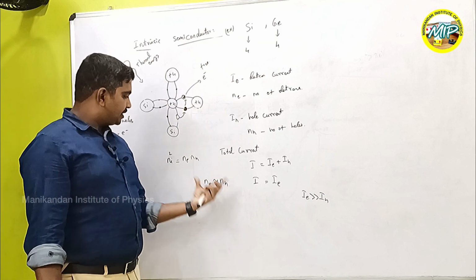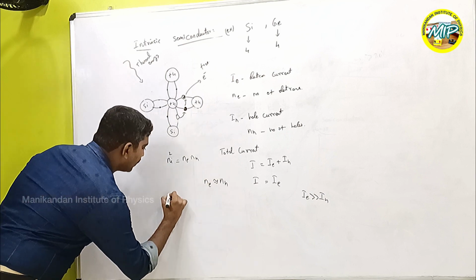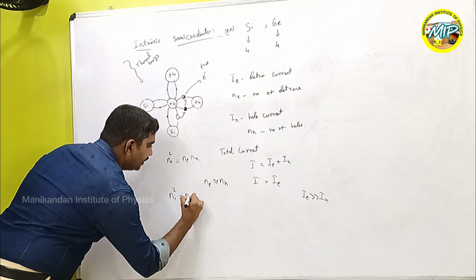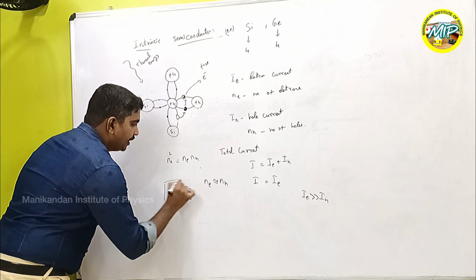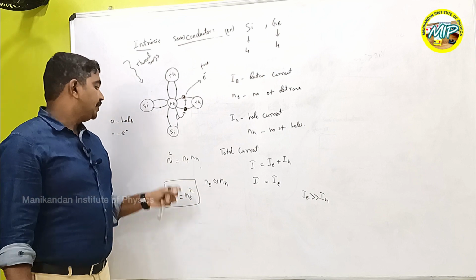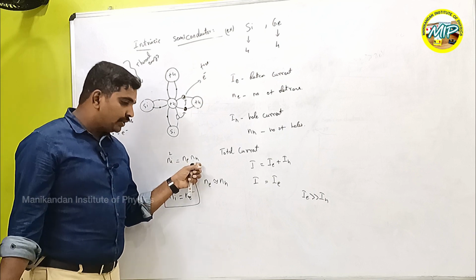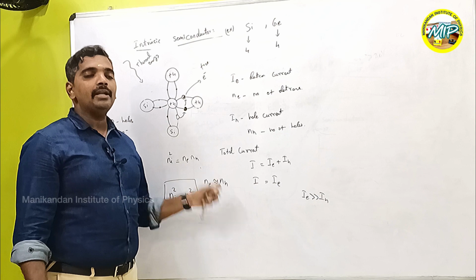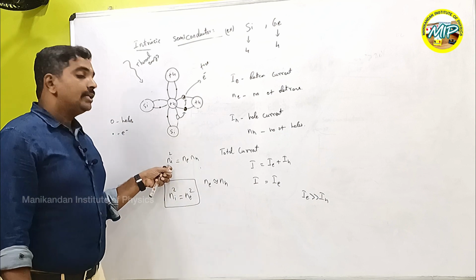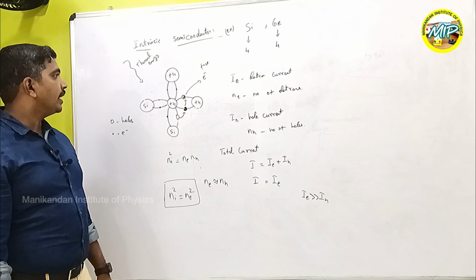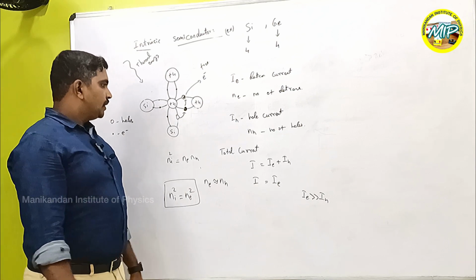If I apply this condition here, then I can write Ni square equals Ne square. This is a very important formula from the exam point of view. So Ni square equals Ne into NH, where Ne is the number of electrons and NH is the number of holes. This is the number of intrinsic carriers. Okay, next step.